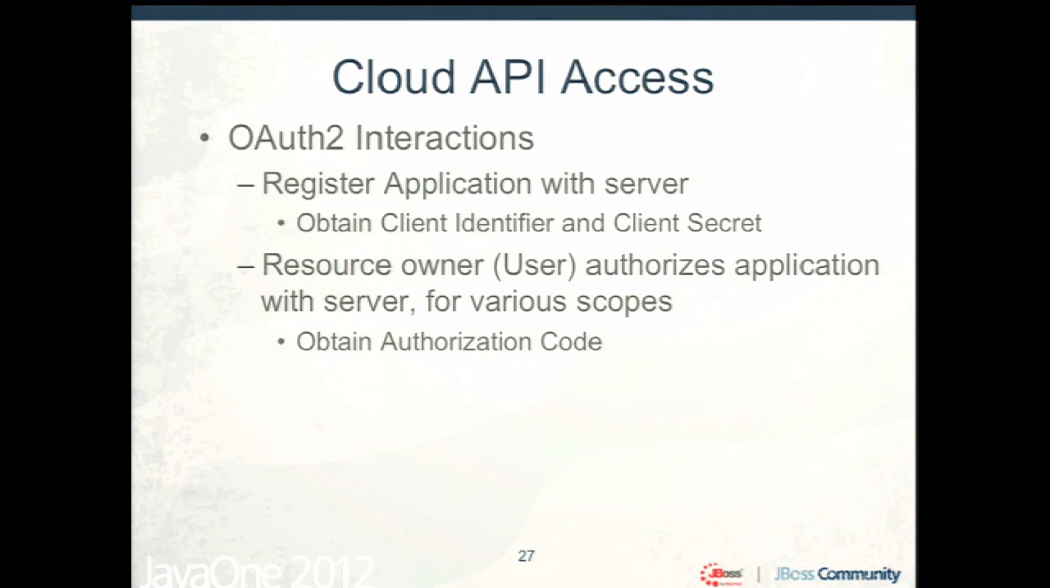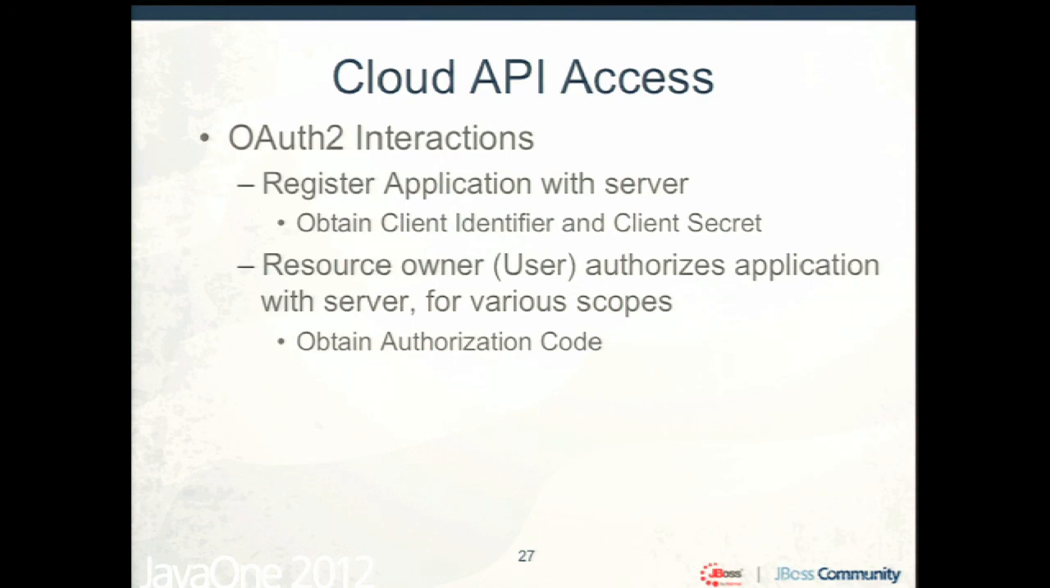So in OAuth interactions, first the application has to register with the server to get a client ID and secret. Let's say you have a photo sharing app on your mobile device, and the photo sharing app registers with Facebook and gets its own client ID and secret. Previously it was called consumer key and consumer secret. Now the resource owner, that's me, authorizes this application to access, let's say, my Facebook account. And it can ask for various scopes like email, your name, address, birth date, and you have to authorize it.